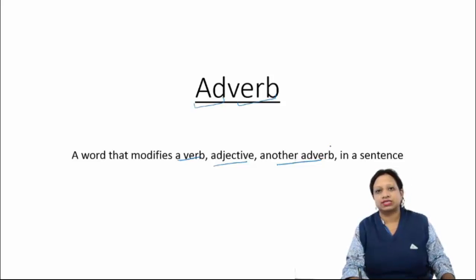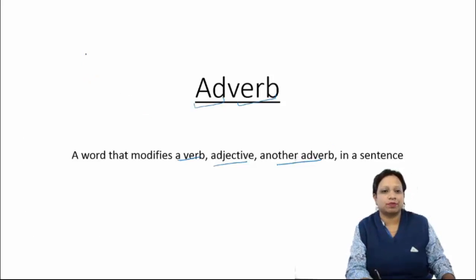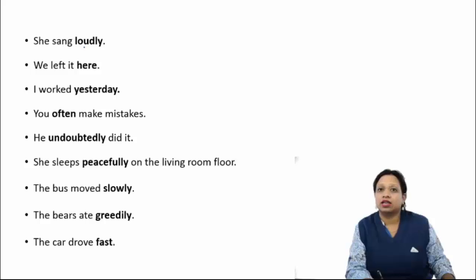Okay, let's see some examples first before discussing its types and how they are used. She sang loudly. How did she sing? Loudly. We left it here. Where did you leave it? Here. I worked yesterday. When? Yesterday. You often make mistakes. How often? Frequency. Often. He undoubtedly did it. Undoubtedly.